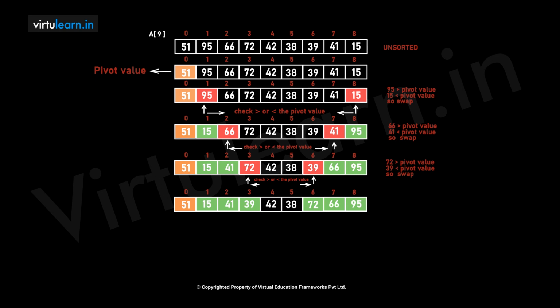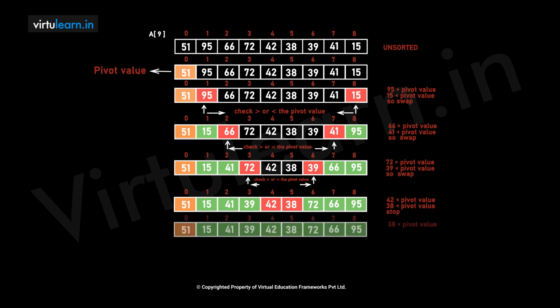Now let us compare: 42 is less than the pivot, 38 is less than the pivot element. Now we need to stop the process. Now 38 is less than the pivot value and 72 is greater than the pivot value. So find the split point and swap 38 and 51.